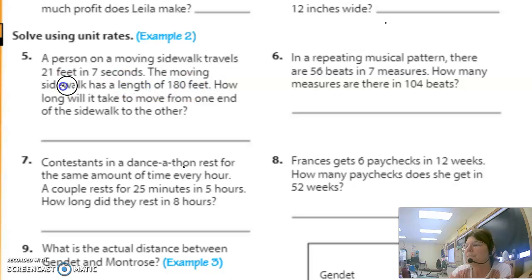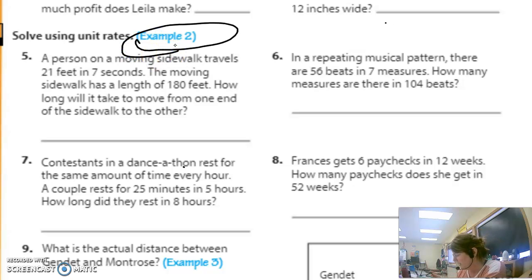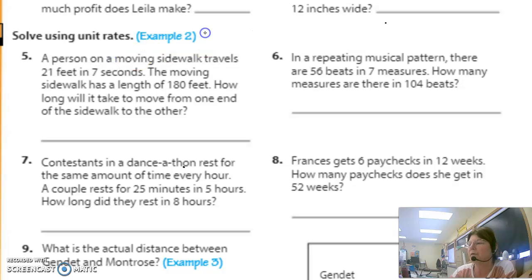Okay, representing musical pattern. There are 56 beats and 7 measures. How many measures are in 140 beats? Remember that you're looking at example 2 and how they set it up. If you go back and look at example 2, they're doing cross multiplying just like I did, right? And they have it set up as multiplying and or dividing. Exactly the same thing is what I have been doing. All right. So number 6, figure that one out. Send me what your answer is.